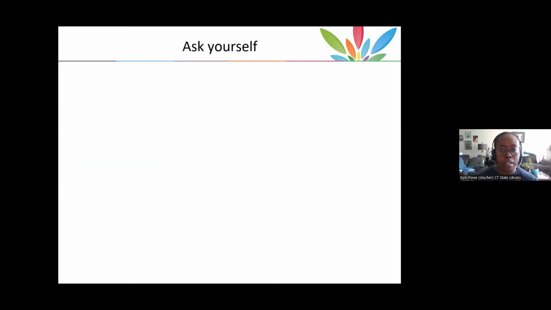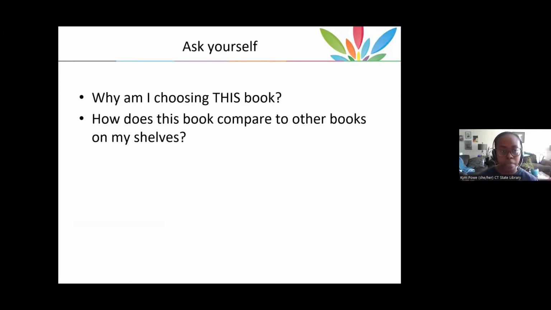So when adding books to your classroom library, or building something into a lesson plan, or a book discussion or some sort of group that you're orienting around literacy, I think it's important to ask yourself, why am I choosing this book? Why is this the book that I'm deciding to make a part of this lesson? Is it because I saw it on Twitter? Is it because I've read it? Why this one?